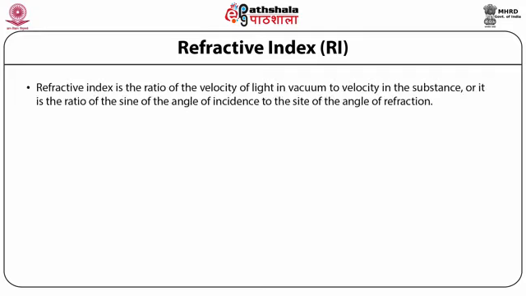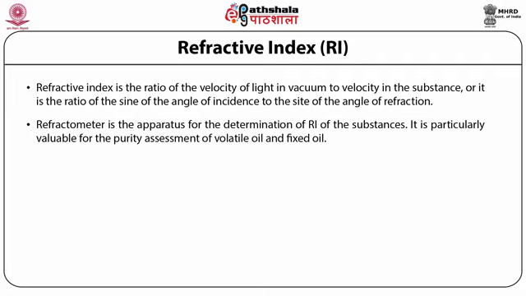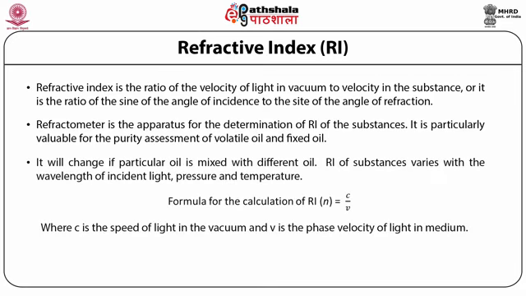It is the ratio of the velocity of light in vacuum to the velocity in the substance. It is determined by a refractometer. It is particularly valuable for purity assessment of volatile oils and fixed oils. It will change if a particular oil is mixed with different oils. So it is a very good indicator for determination of adulteration.